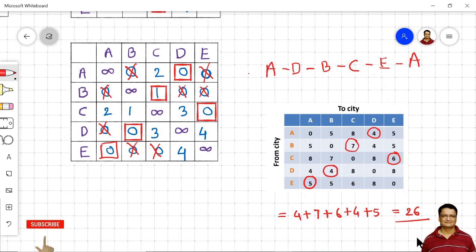So finally we can conclude that we can solve this traveling salesman problem with the help of the Hungarian method as an assignment problem. Thank you.